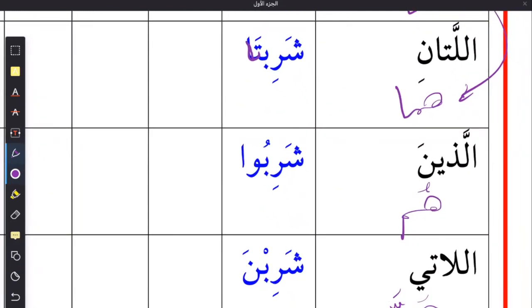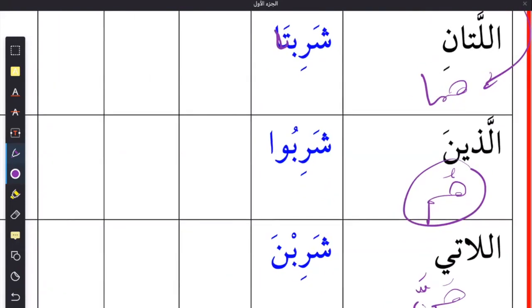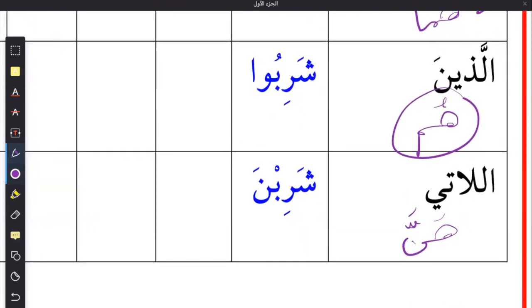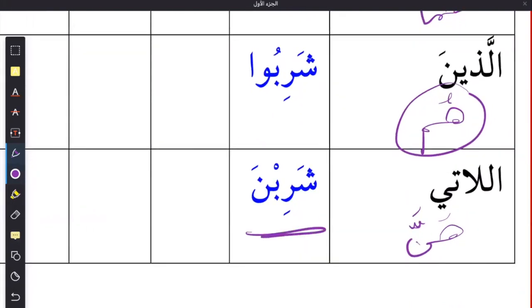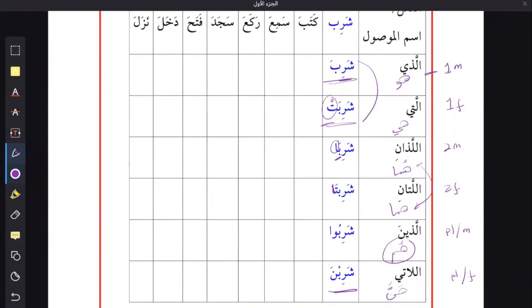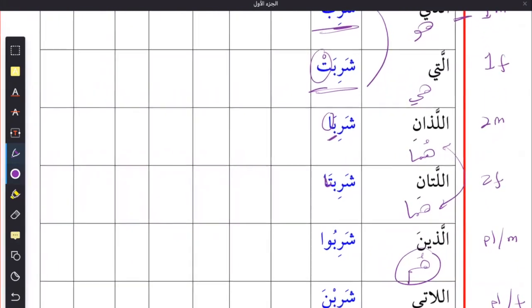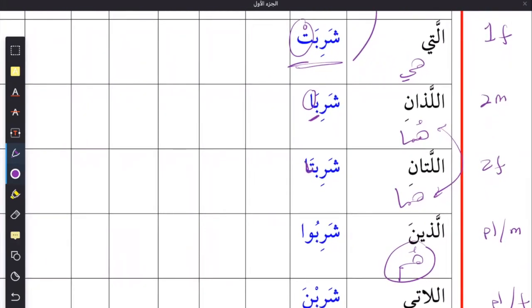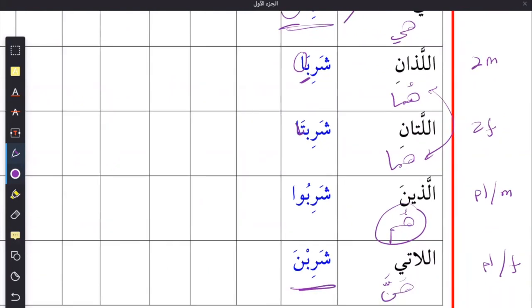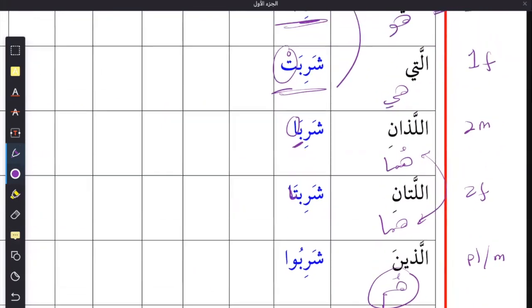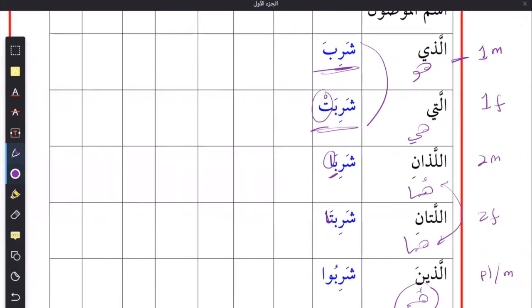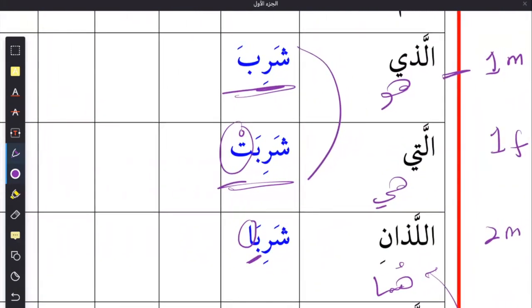And alladhina, it's for whom? For the past tense, you add waw, and this extra alif. So you say sharibu. And then for the feminine, hunna sharibna. Hunna sharibna. Get it? Huwa shariba, hiya sharibat, huma shariba, huma for feminine sharibata, and then hum sharibu, hunna sharibna. So what does this have to do with alladhi? Because all of these ismul mausul are connected with these pronouns.